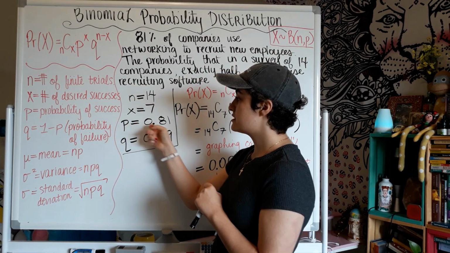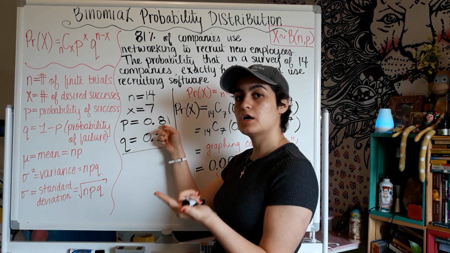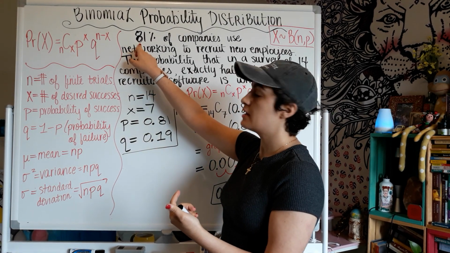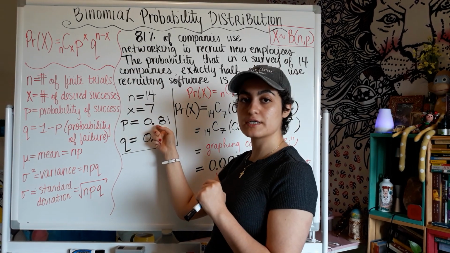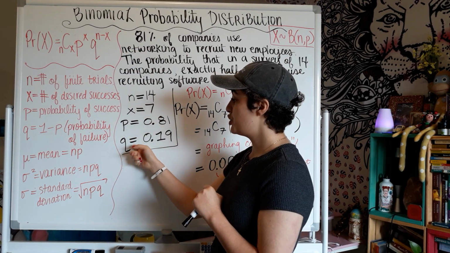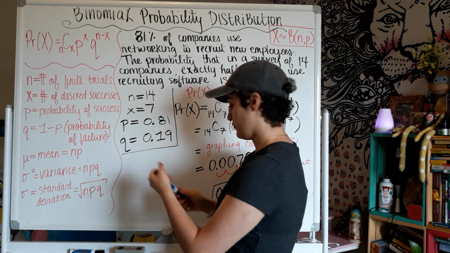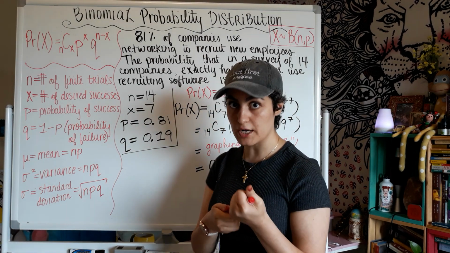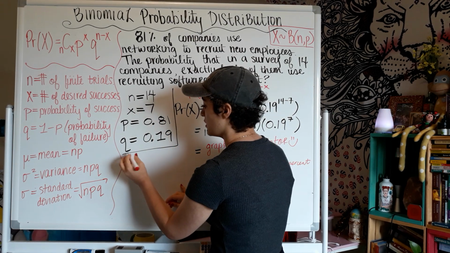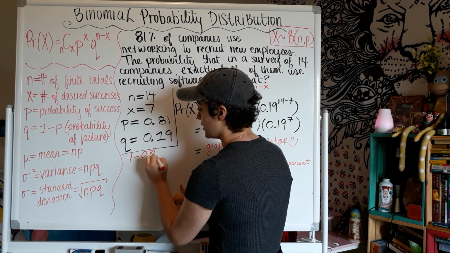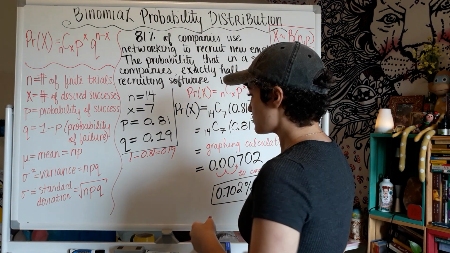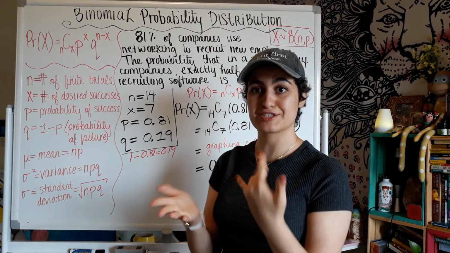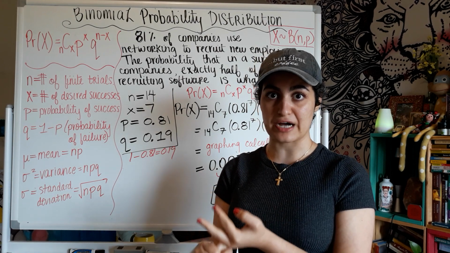P is your probability of success. So they want to know how many actually use this software, so that would be 0.81. And then Q, which I got from subtracting 1 from P. So 1 minus 0.81 gives me 0.19. So that's all of our variables, assigned values.